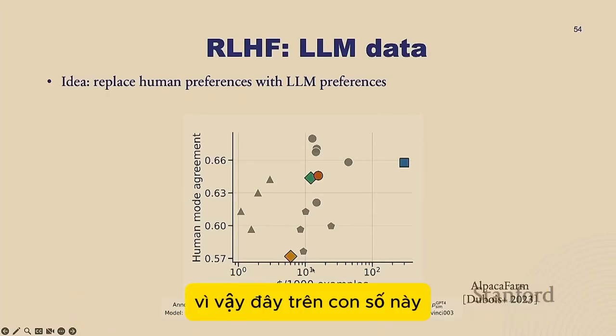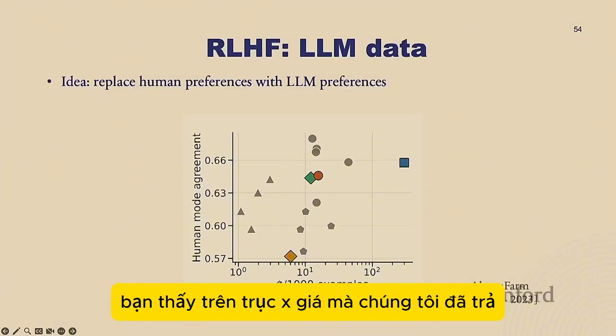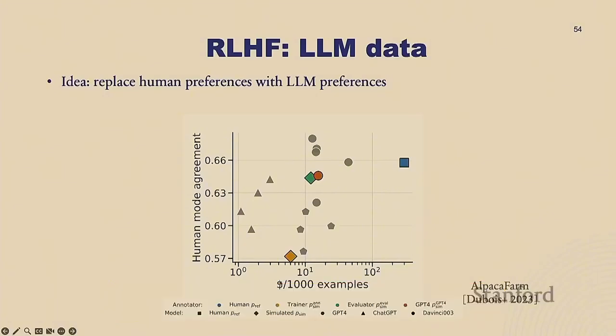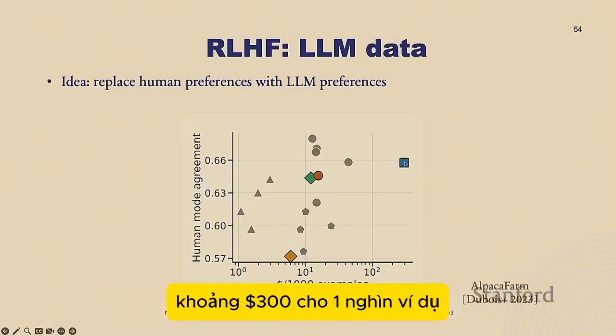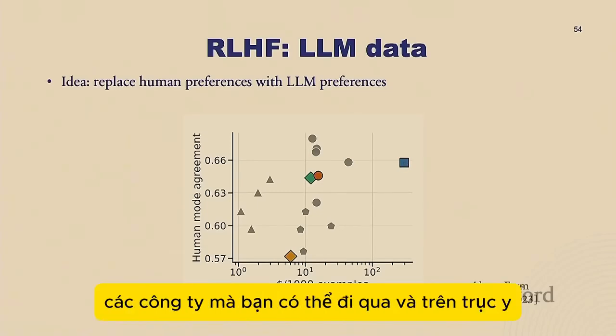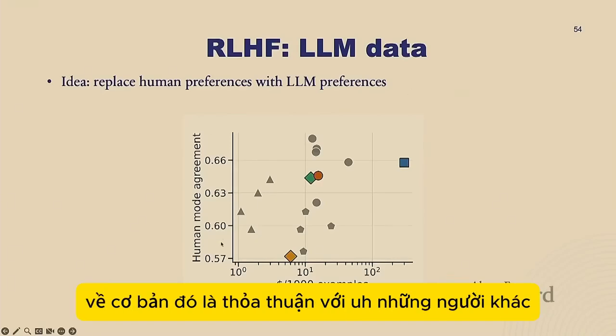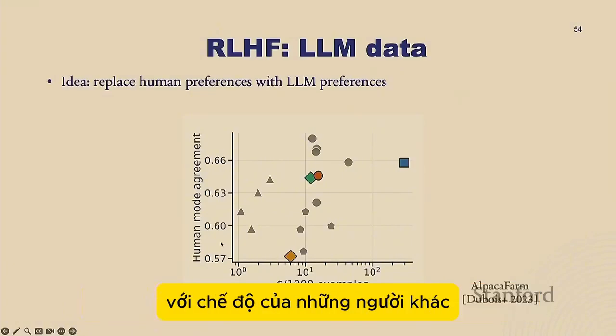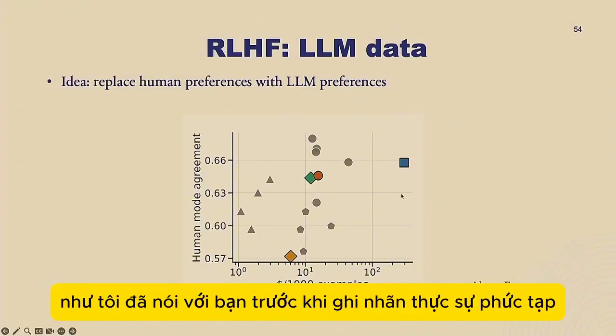Here on this figure, you see on the x-axis the price that we paid for collecting human data. It's around $300 for 1,000 examples, and this is on mechanical Turkers, who are usually cheaper than some of the other companies that you could go through. And on the y-axis is the agreement with other humans, with the mode of other humans. And what you see is that actually, as I told you before, labeling is really complicated.